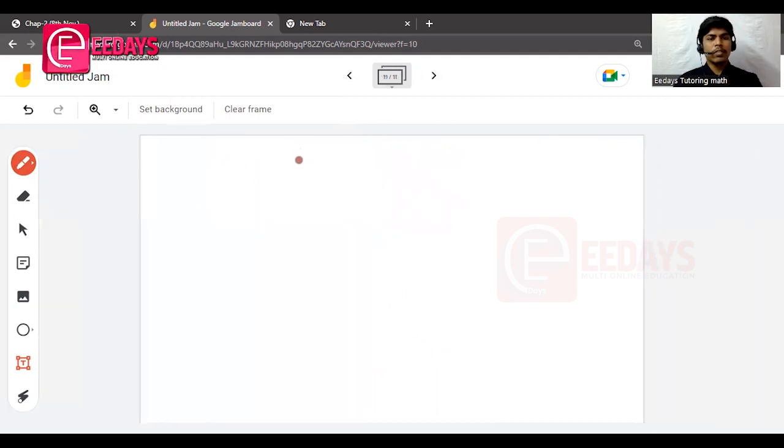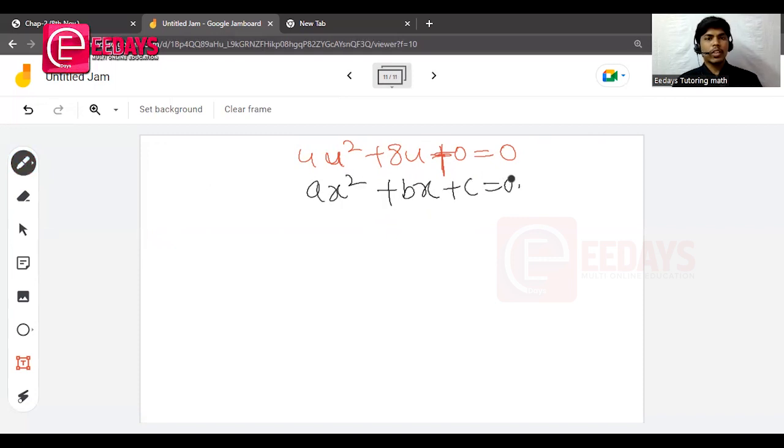How to find the a, b, c values? First, write 4u square plus 8u is equal to 0. Observe carefully, guys. Generally the pattern is x square coefficient, x coefficient, and next a constant. There is no constant here. Can I take 0 here? Yes, because in the question there is no constant. That's why I'm taking 0 here. Now let's compare with the general form, ax square plus bx plus c is equal to 0. Because they didn't give anything, you just take 0, because we need to find the values.